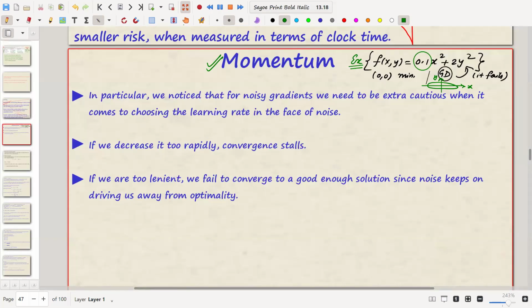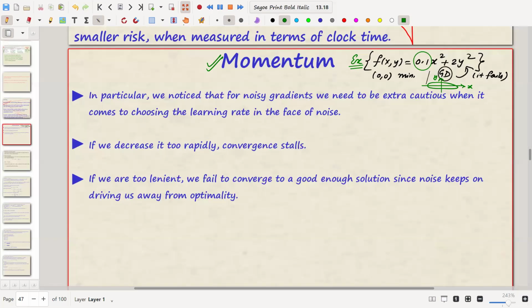So these are the slides. In particular, for noisy gradients we need to be a bit extra cautious. Noisy gradients come from stochastic gradient descent, or mini-batch stochastic gradient descent, which uses noise. Why does it use noise? So that your algorithm doesn't stall or get stuck at a particular local minimum, which is not desirable. There are a lot of local minima, and your function may get stuck at one. You need noise to kick it out from that local minimum.